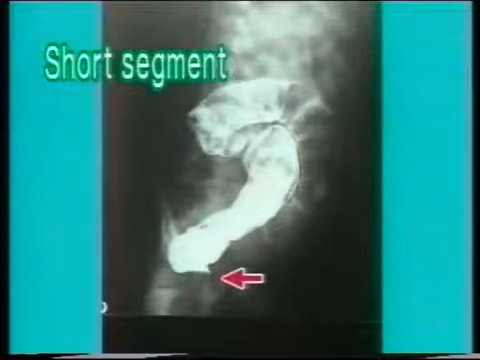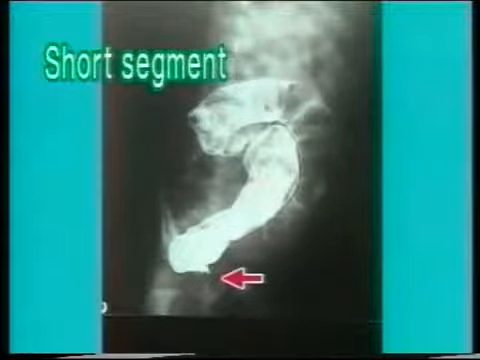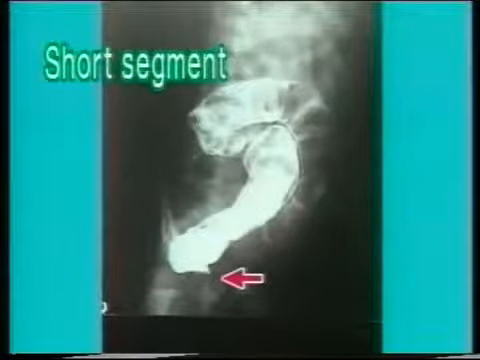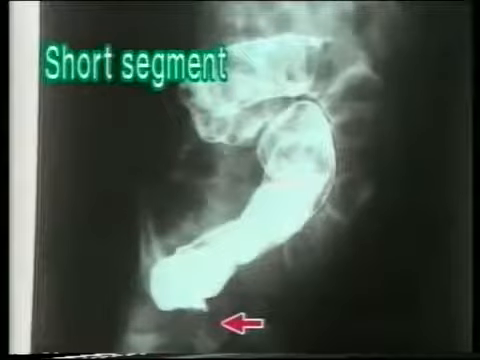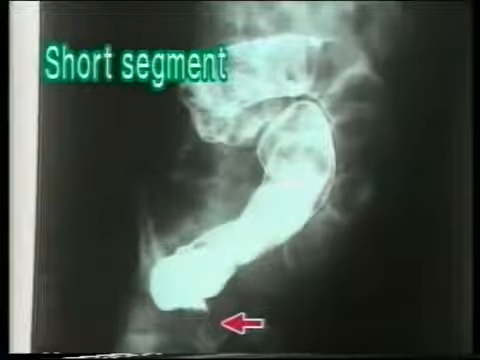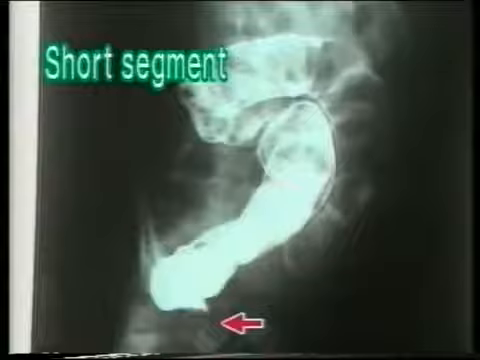This X-ray shows a dilated pelvic colon and the cone-shaped narrowing shown by the arrow. It is in front of the sacrum at the rectosigmoid junction. It is the upper limit of the spastic or aganglionic segment. This is termed as a short segment Hirschsprung's disease.